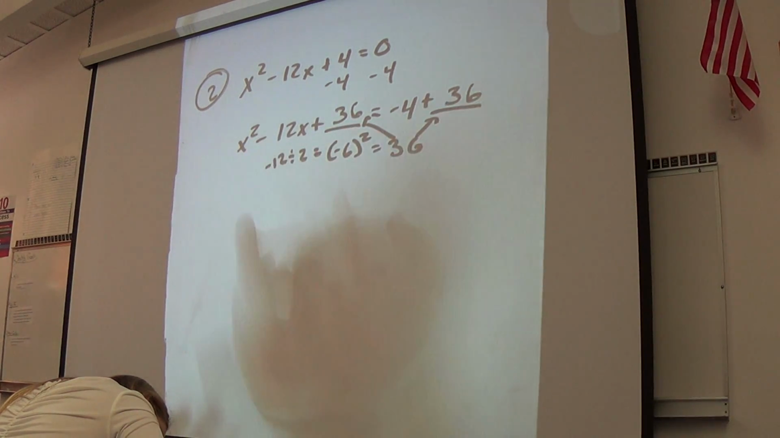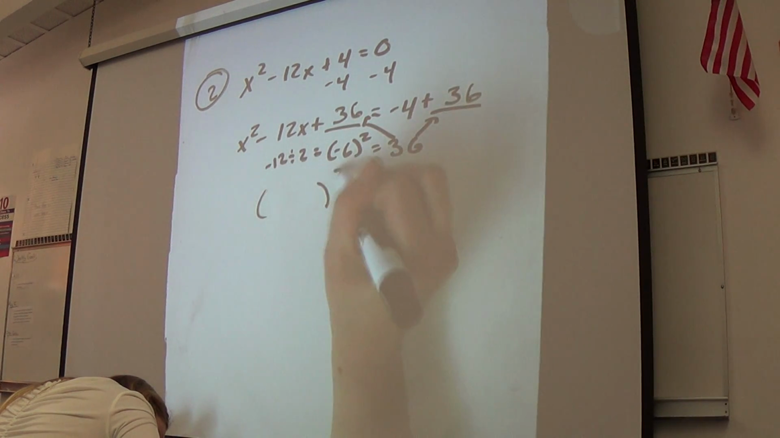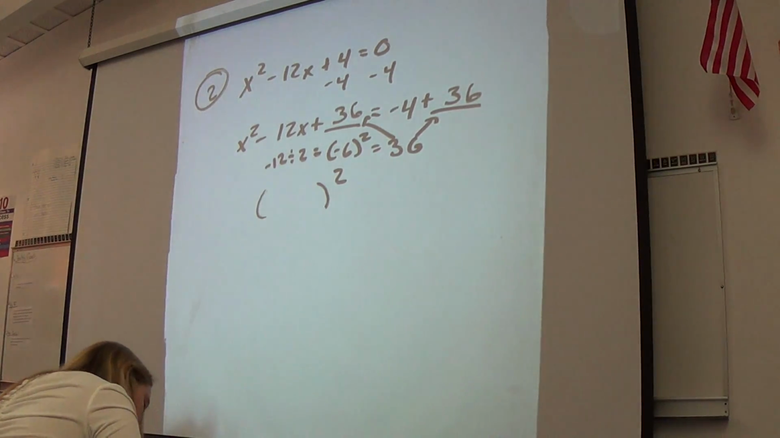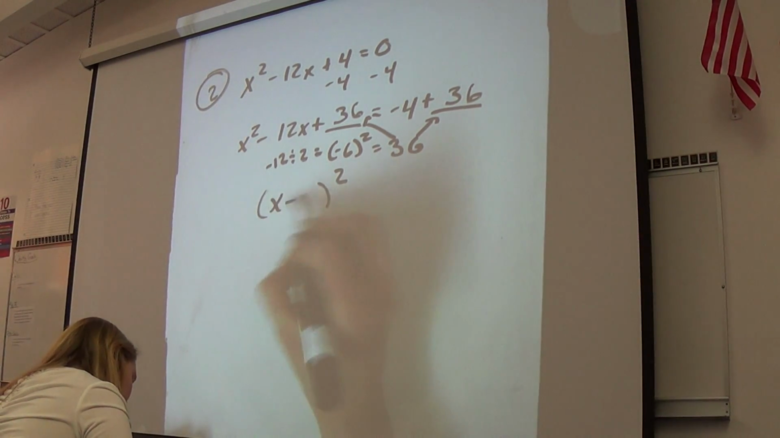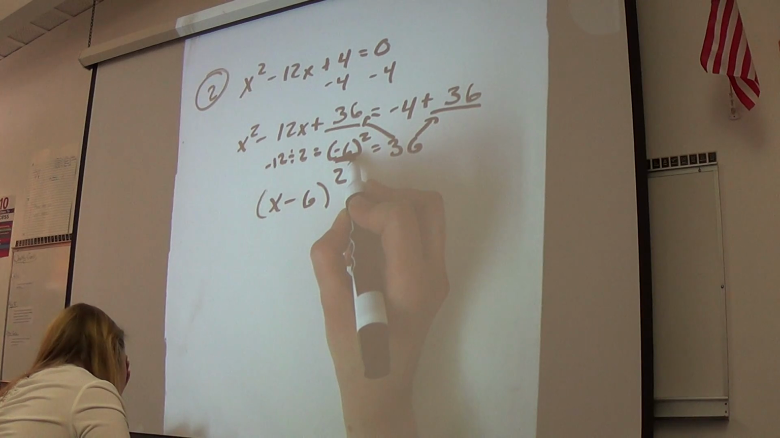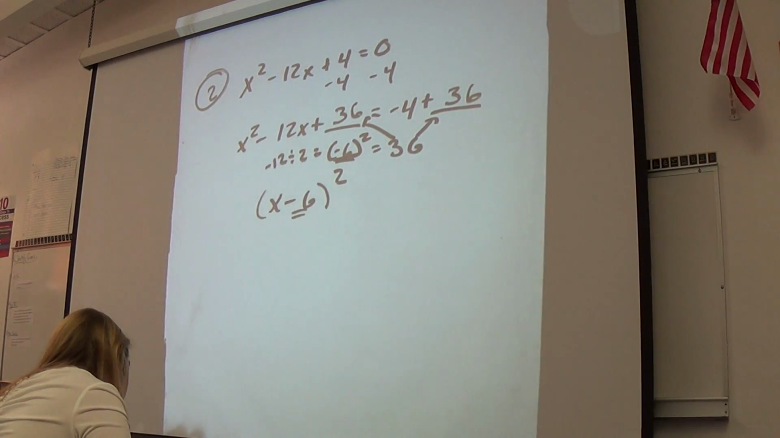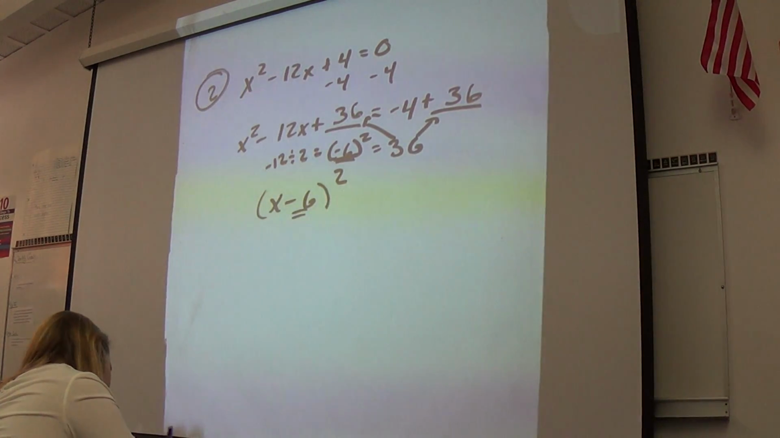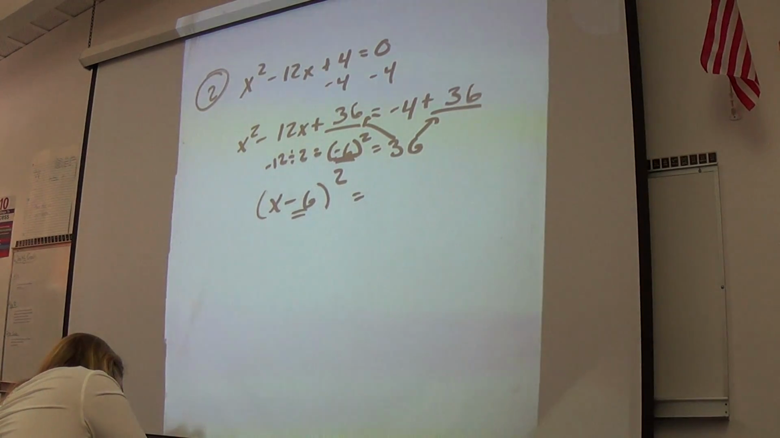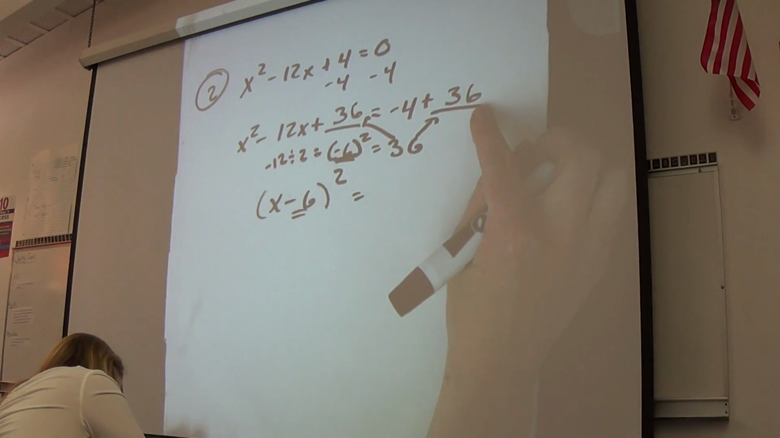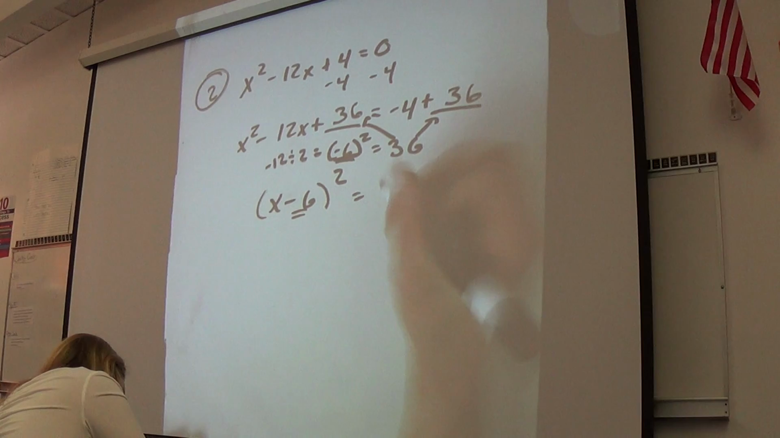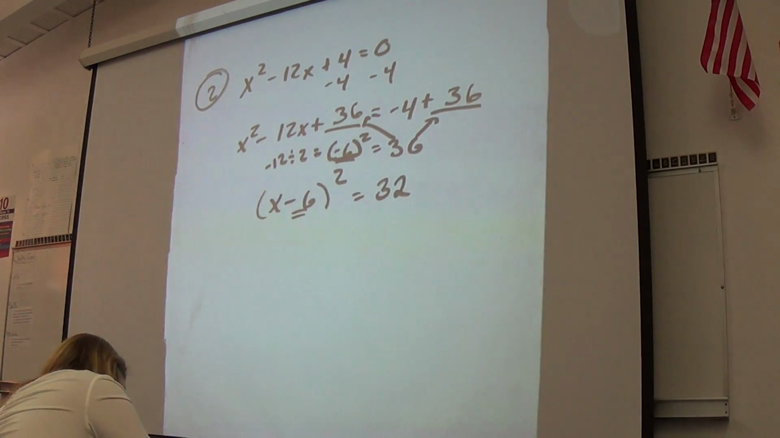From here, you could choose to factor with the AC method, or you can use our little trick. If you use our little trick, what is in your parentheses squared? X minus 6. Yeah, because that number before you square is always that number right there. Equals -4 plus the 36. Good so far?